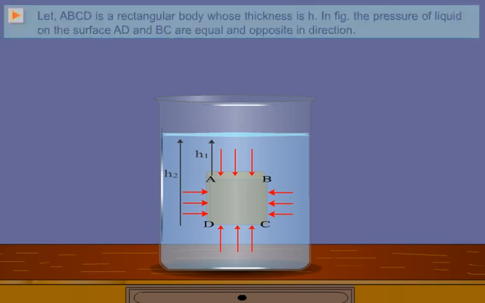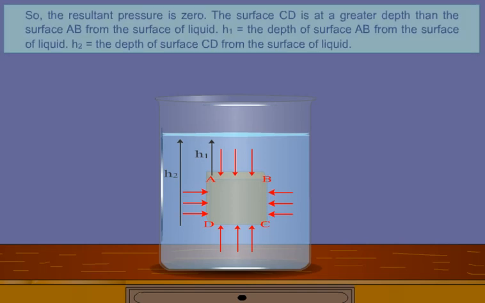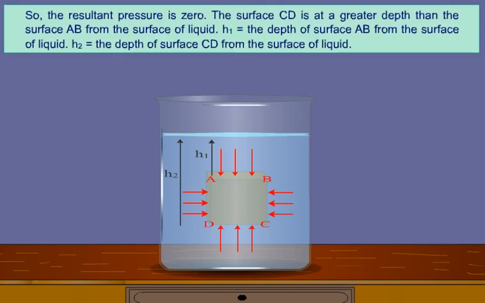Students, let ABCD be a rectangular body whose thickness is h. In the figure, the pressures of the liquid on the surfaces AD and BC are equal and opposite in direction. So, the resultant pressure is zero. The surface CD is at a greater depth than the surface AB from the surface of the liquid.